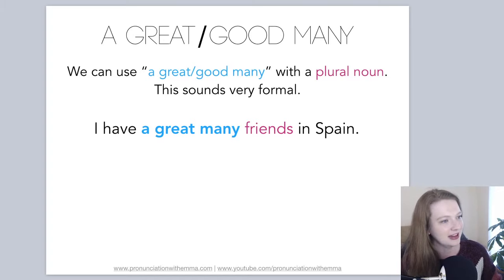Any questions about that? Oh, people are really shocked by this one. I know, it's a weird one, isn't it? English grammar's so weird.